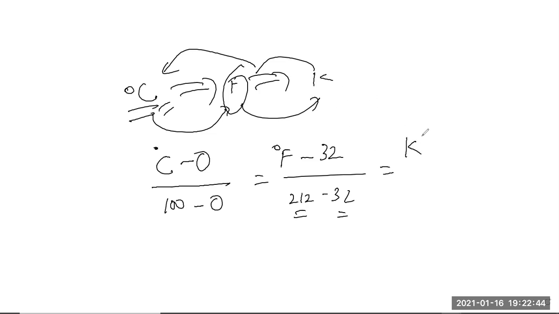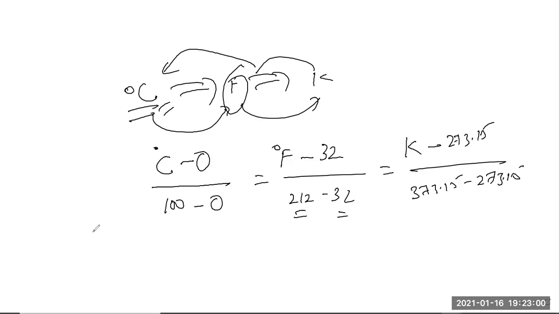Suppose K is the temperature that you are going to get, then K minus the ice point, which is 273.15, and the boiling point is 373.15 minus the ice point 273.15.